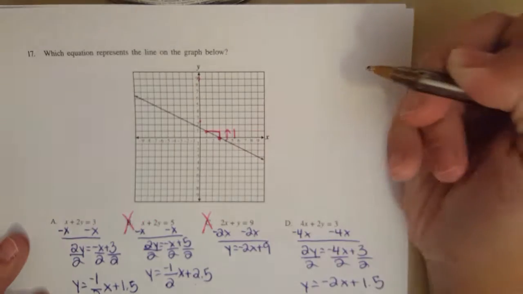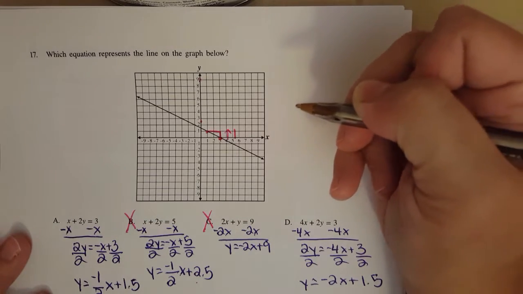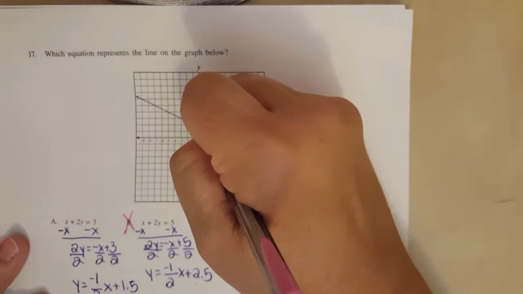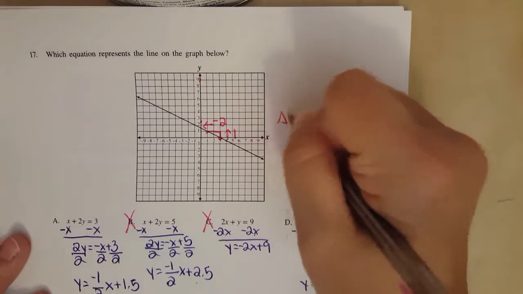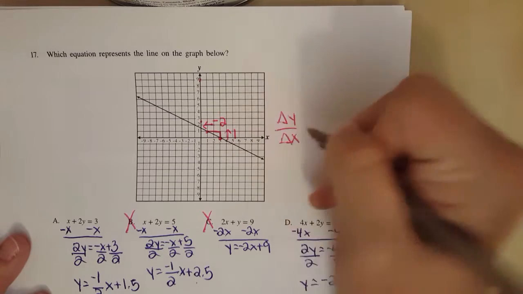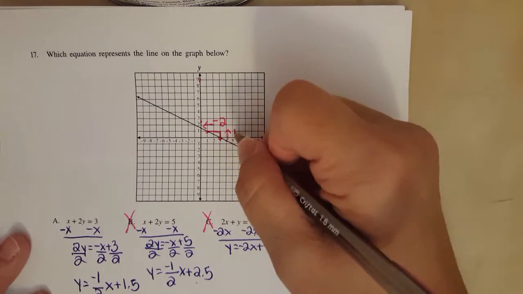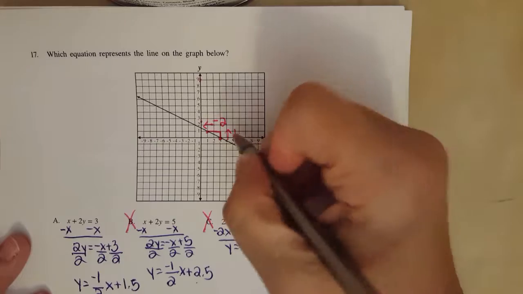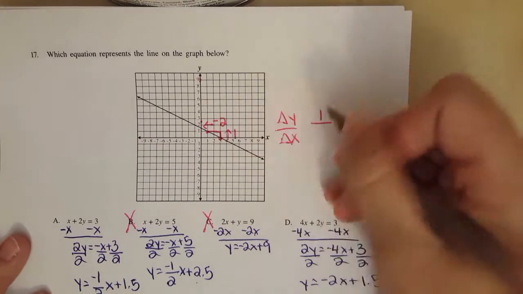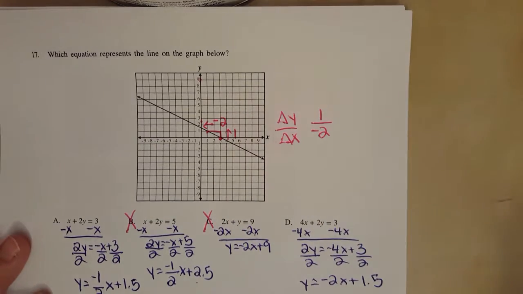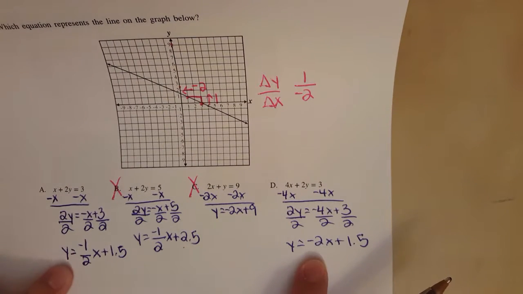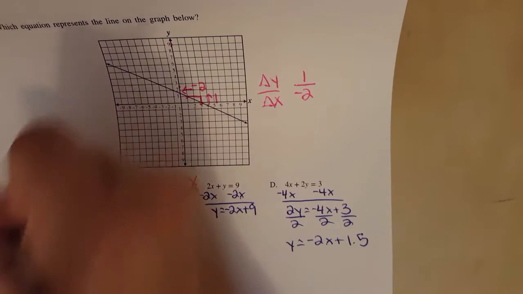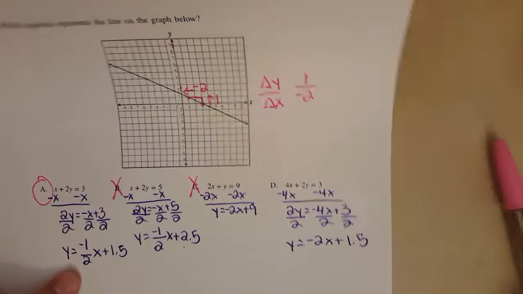go up 1. Up is in a positive direction. Then I'm going to turn and go left 2 spaces. Left is negative. Now, slope is change in y over change in x. Your y is your up and down number, so that's going to be my 1. My change in x is my left and right number, and that's going to be negative 2. So out of the 2 answer choices I have left of A and D, A has the slope of negative 1/2. So that's going to be our correct answer.